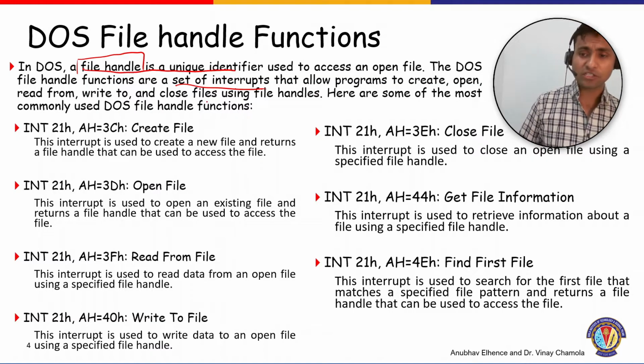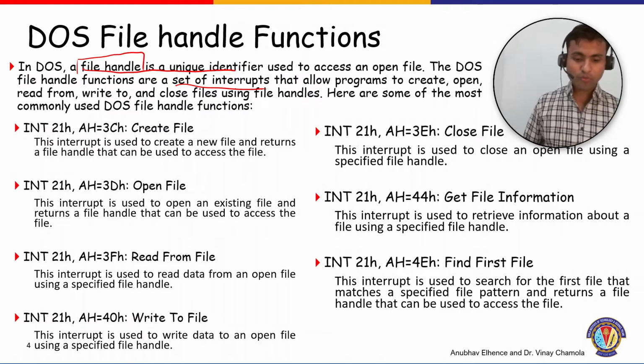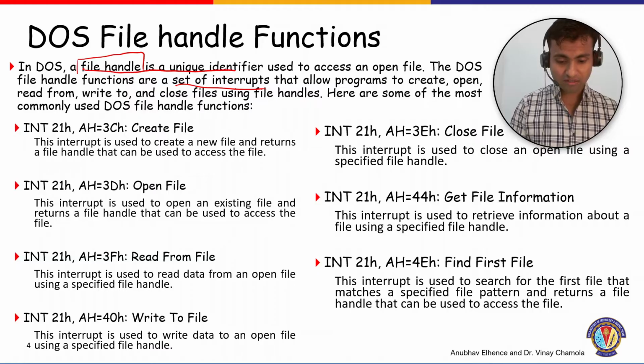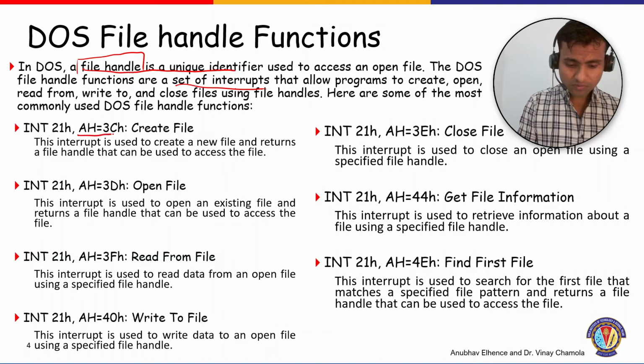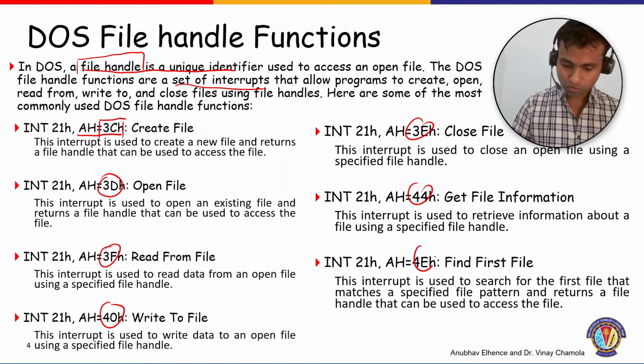And there are much more operations that you can do besides just these basic operations. So here are some most commonly used DOS file handle functions. First one is AH 3Ch, like in the AH register you store 3Ch, then 3Dh, 3Fh, 40h, 3Eh, 44h, 4Eh.